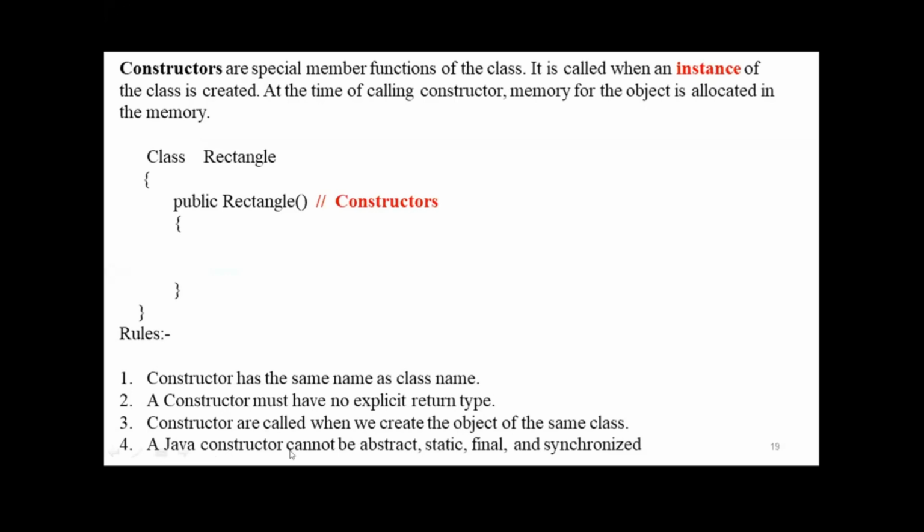Okay. A Java constructor cannot be, guys, remember this point. Constructor cannot be abstract, because abstract we need to learn further. Static we already have learned. Static shares common memory space among all the objects, and we can call it directly with the class name. Constructor cannot be static, final, and synchronized. Whatever keywords I mentioned, except static, we will discuss further in an upcoming session.